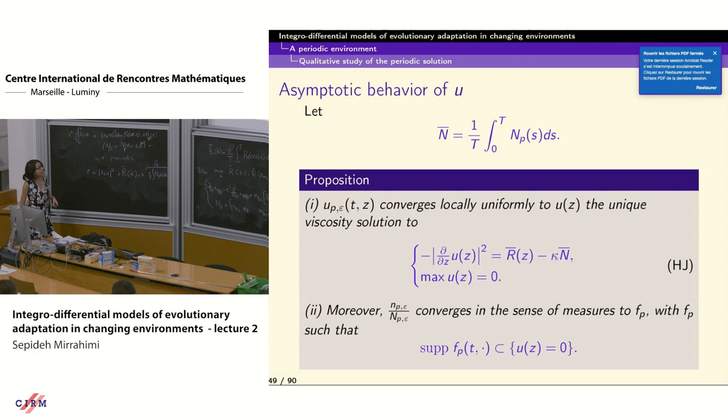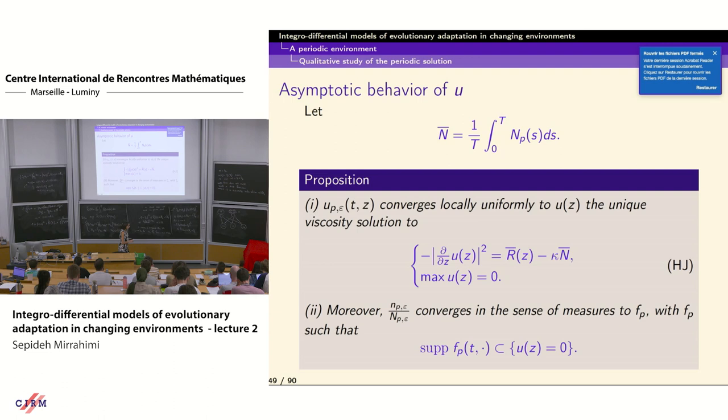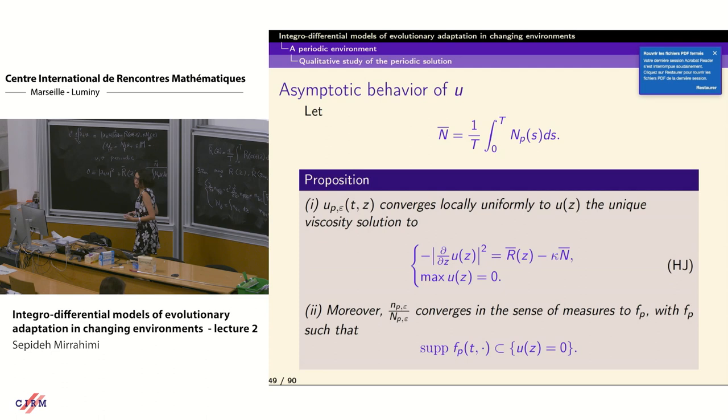So this gives us the Hamilton-Jacobi equation. And this is at least how formally we obtain this Hamilton-Jacobi equation. And we can indeed prove rigorously that the function UP epsilon would converge locally uniformly to the viscosity solution of this Hamilton-Jacobi equation. And just a remark about viscosity solution, you have to be very careful on how you write your equation. Minus dzu squared equal to something is not the same equation as dzu squared equal to minus that quantity. So the sign with which you write the equation changes the notion of viscosity solutions, okay? So the minus is really important there.